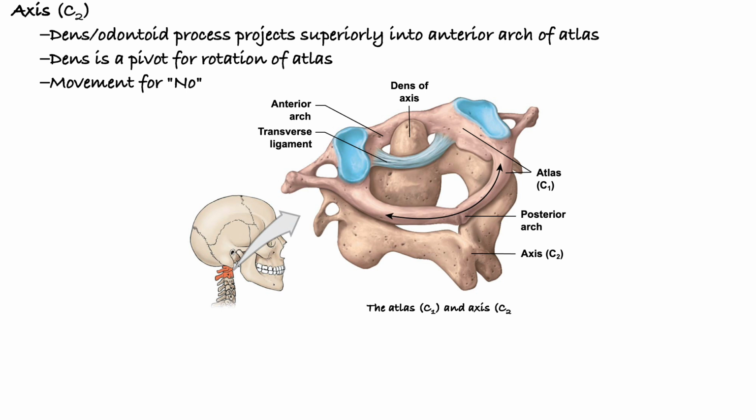This is the axis. The axis is also known as C2. It has something very unique, and what we see there is the dens or the odontoid process. This pointy thing right here projects superiorly into the anterior arch of the atlas, and it's a pivot for rotation of the atlas. The axis plays a major role in the movement of no. So let's say someone has a fracture of their axis, they would not be able to move their head laterally to say no.